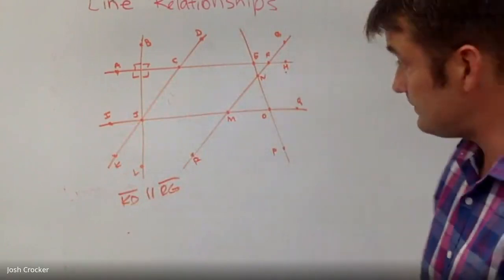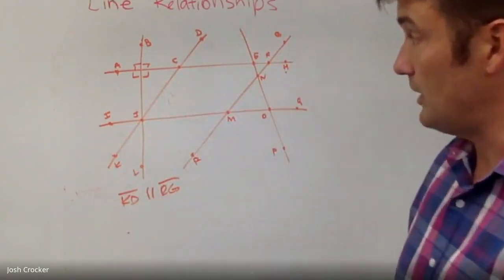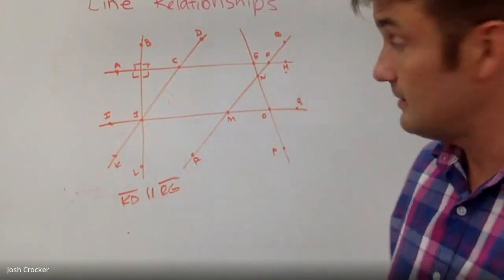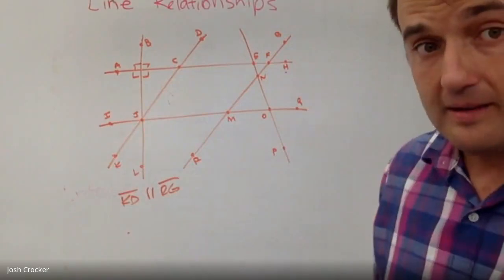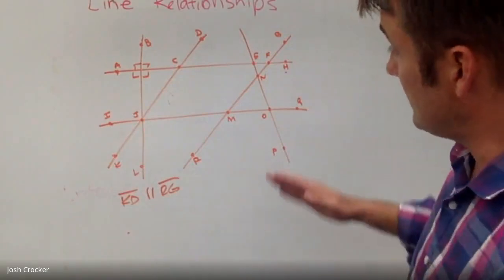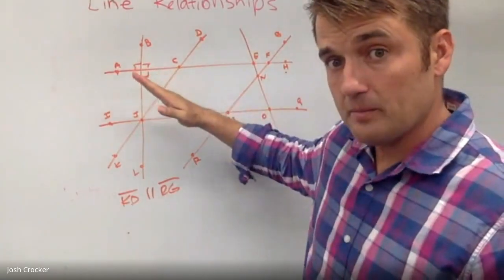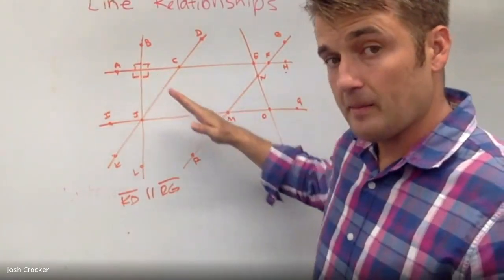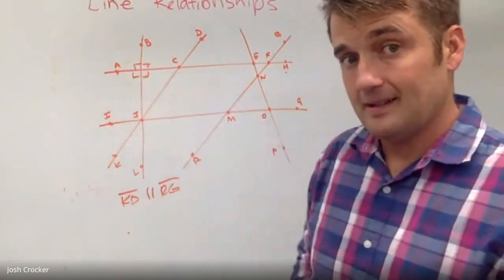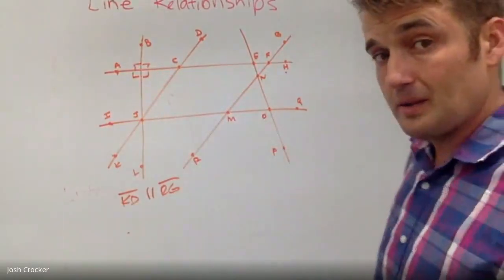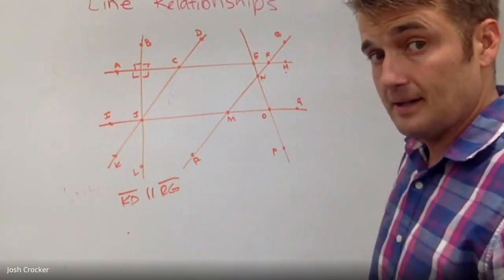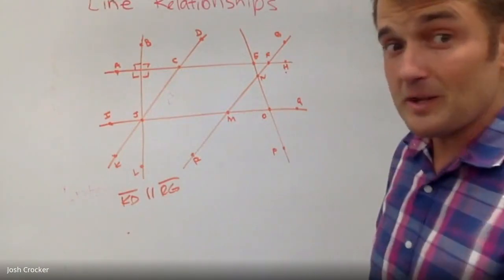Does it run perpendicular with anything? I don't think it does, because we would need a line coming this way that would meet it and make that perfect T. We don't have it. So there's nothing perpendicular to KD. Not even Russell Westbrook.